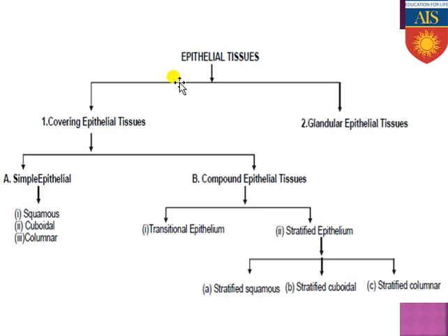In stratified epithelial tissue, from the name only we can understand that multiple strata or multiple layers of cells are present. Based on that also we have categorized the stratified epithelial tissue. As examples: stratified squamous, stratified cuboidal, stratified columnar, and the last one, pseudo-stratified columnar. That is not mentioned here because pseudo-stratified columnar can be placed within the simple epithelial tissue, as well as, based on their structure, within the compound epithelial tissue. We will discuss pseudo-stratified epithelial tissue in the next slides.